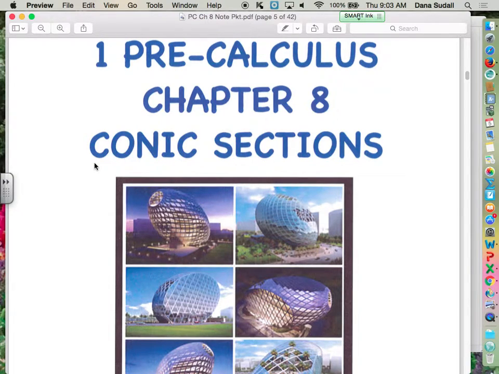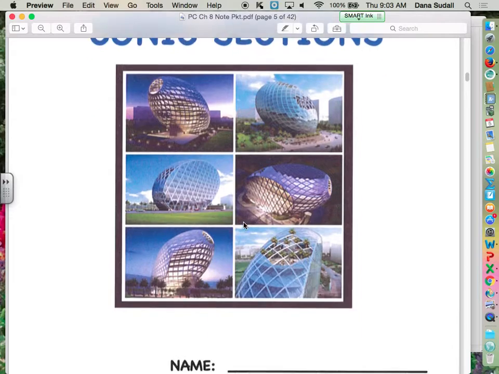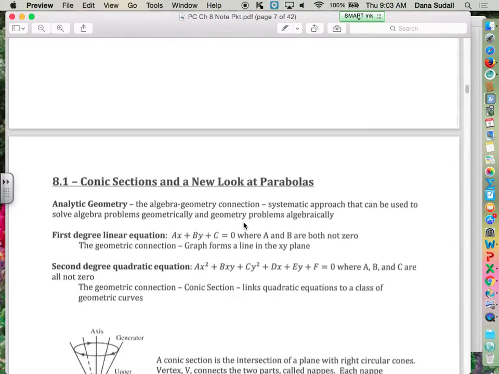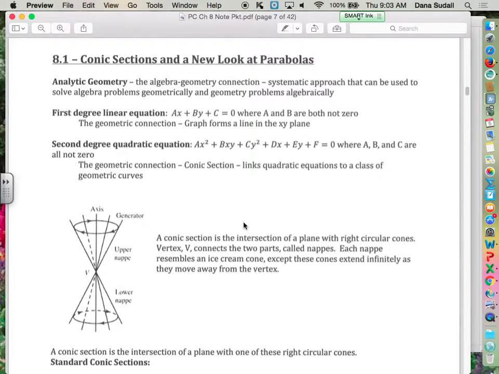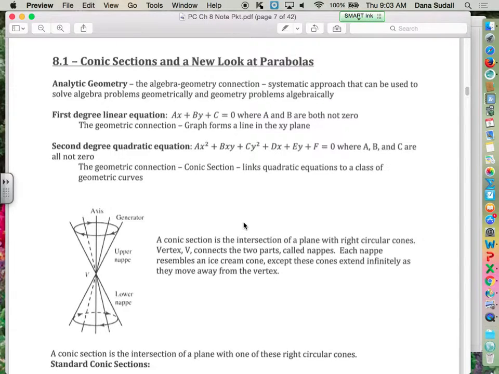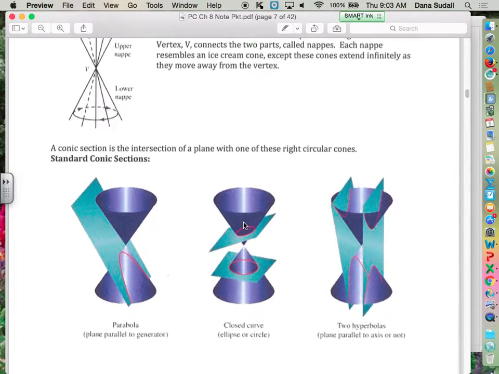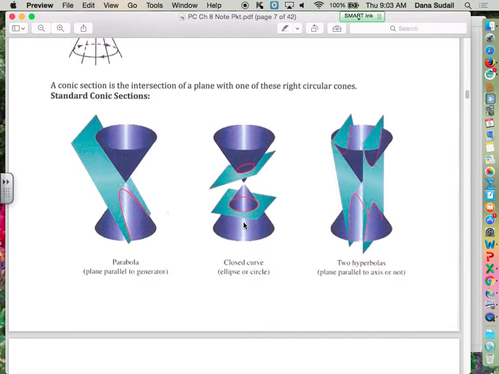Right, so we're going to look at conic sections. Conic sections are just cross sections of a cone. You take a cone, you slice a cone, you get different shapes. So in your booklet, we're going to skip over the first part of parabolas and come back to that second. We're going to do circles first because they're a little bit easier.